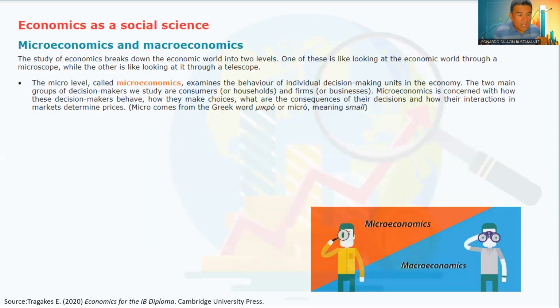The micro level is called microeconomics, and it examines how people behave when they make decisions in the economy. So we have basically two groups inside this field. The study of consumers or households, how individuals purchase things, and the firms. When we talk about firms, we are talking about companies. So microeconomics is concerned with how these individuals behave, how they make choices.